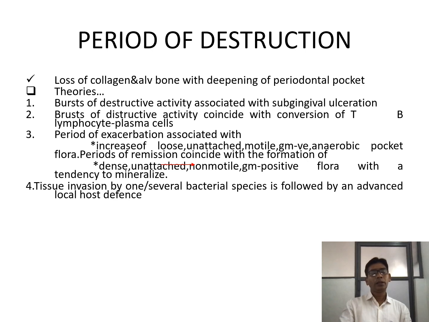This is an indication that there is some destructive activity going on, leading to alveolar bone loss. Now there is also an increase in the loss of attachment, and there will be an increase in the gram-negative anaerobic flora, and conversely there will be a decrease in the aerobic flora.